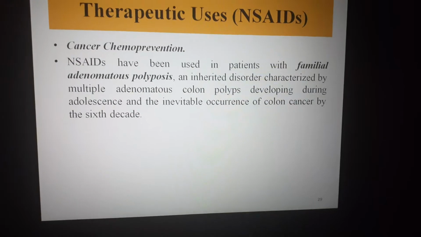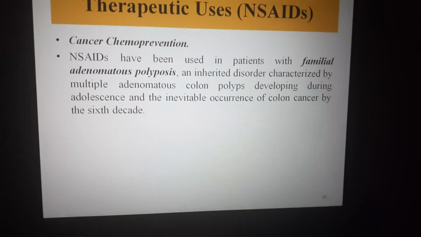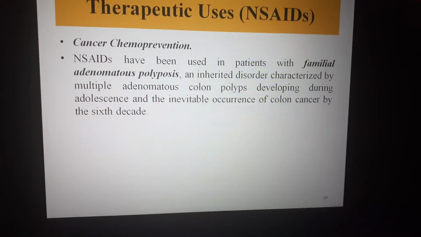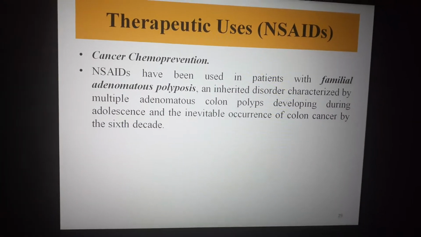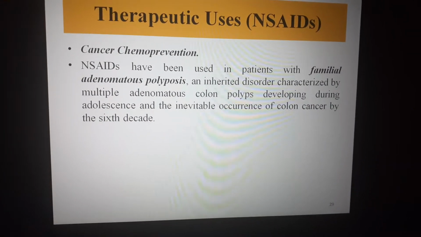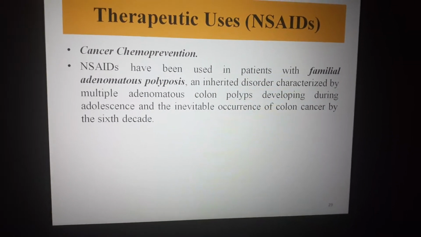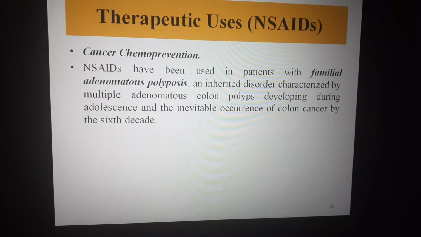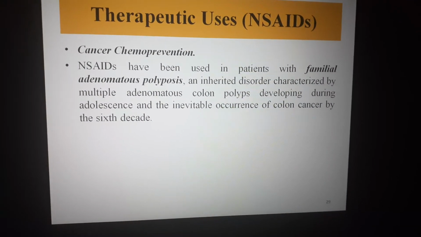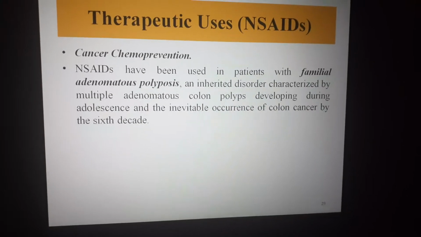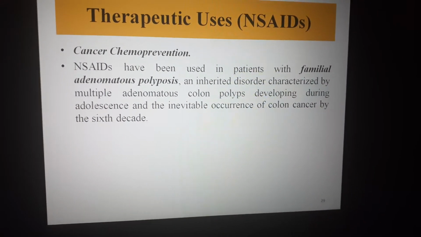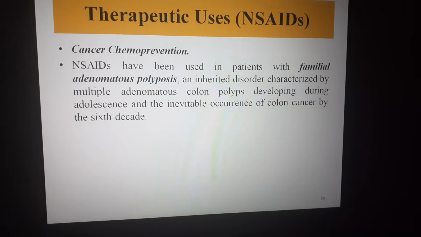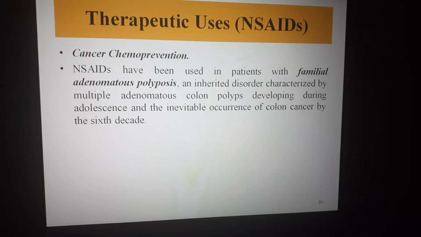It is seen in some studies that non-steroidal anti-inflammatory drugs, if used in patients of familial adenomatous polyposis, which is an inherited disorder characterized by multiple polyps in the colon, and they have tendency to develop colon cancer by 5th or 6th decade. So these drugs, NSAIDs, cause cancer chemoprevention in this condition, familial adenomatous polyposis.